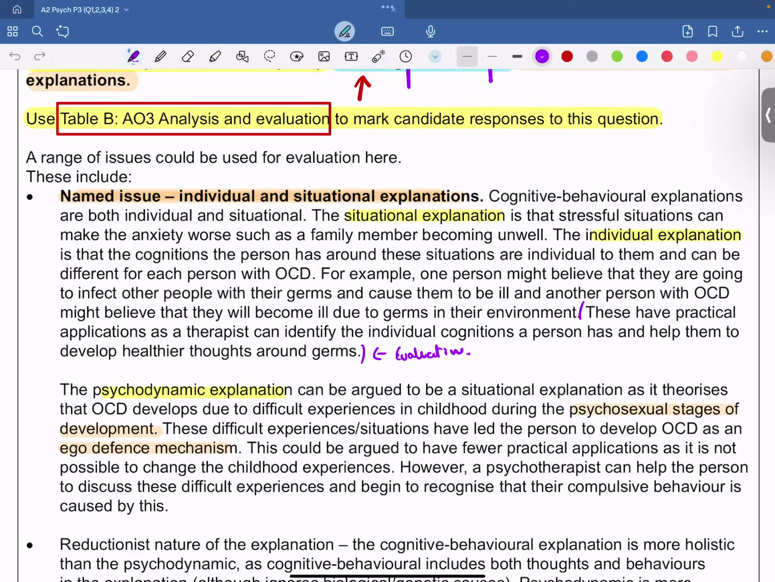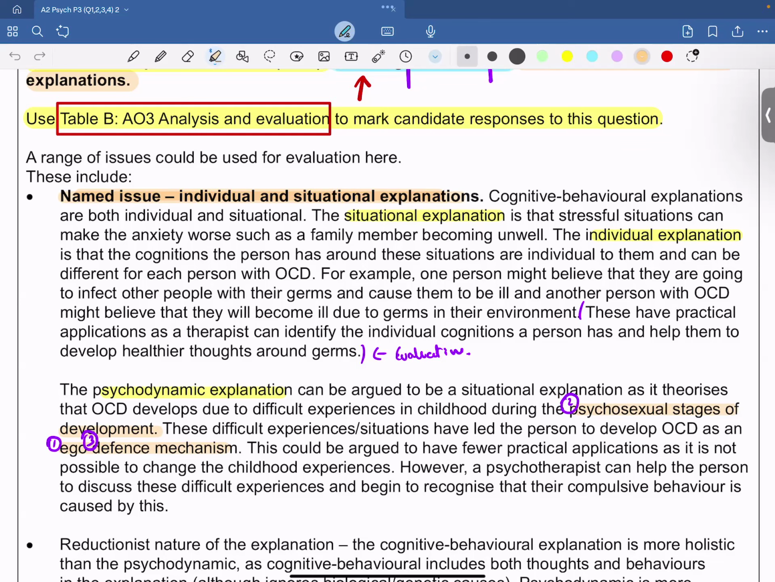So, like I said, the first thing that I keep on talking about, your id, ego, and superego, are an example of your personality structures. The second thing that I usually explain is the psychosexual stages of development, and the third one being the defense mechanisms. This could be argued to have fewer practical applications, as it is not possible to change the individual experience. However, a psychotherapist can help.